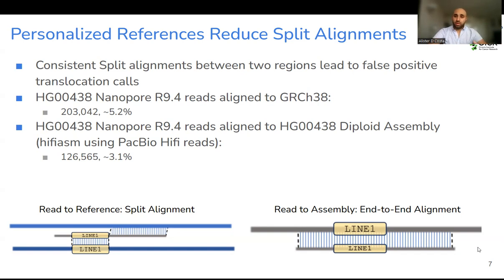And diploid assemblies are great, but they're not always available. There are limitations to being able to generate a diploid assembly, whether that be cost, sequencing coverage or depth, or technology. And one of the things the HPRC has shown is that there's a lot of shared variation between individuals.